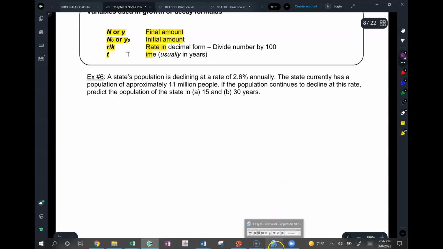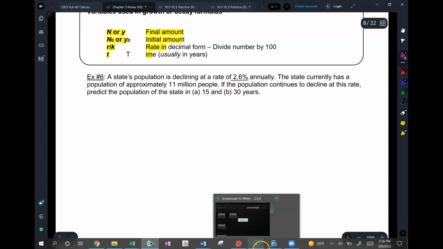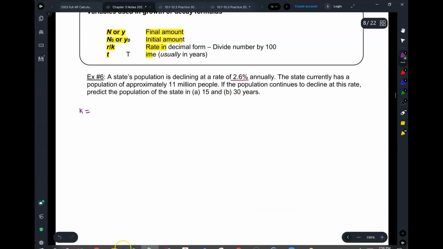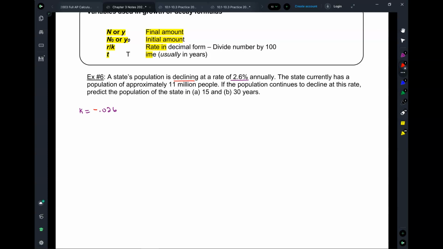So a state's population is declining at a rate of this. So k is, okay, it should be 0.026, right? But since it's declining, we're going to put a negative in front. Declining, decreasing, whatever. The state currently has a population of 11 million people. This is the y naught. I'm just going to write 11 million in words to save all of those zeros.